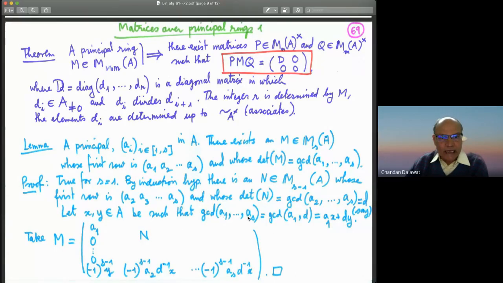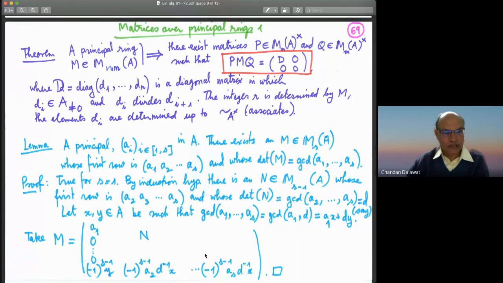Now the GCD of a1 to as is of course equal to the GCD of a1 and d, where d is the GCD of a2 to as. And that GCD can be written as a1x plus dy for some x, y in A. So I get hold of this x and y, and it is being claimed that this matrix M, this very explicit matrix, does what is needed, where N is of course a matrix whose first row is a2 to as and whose determinant is equal to the GCD of a2 to as.